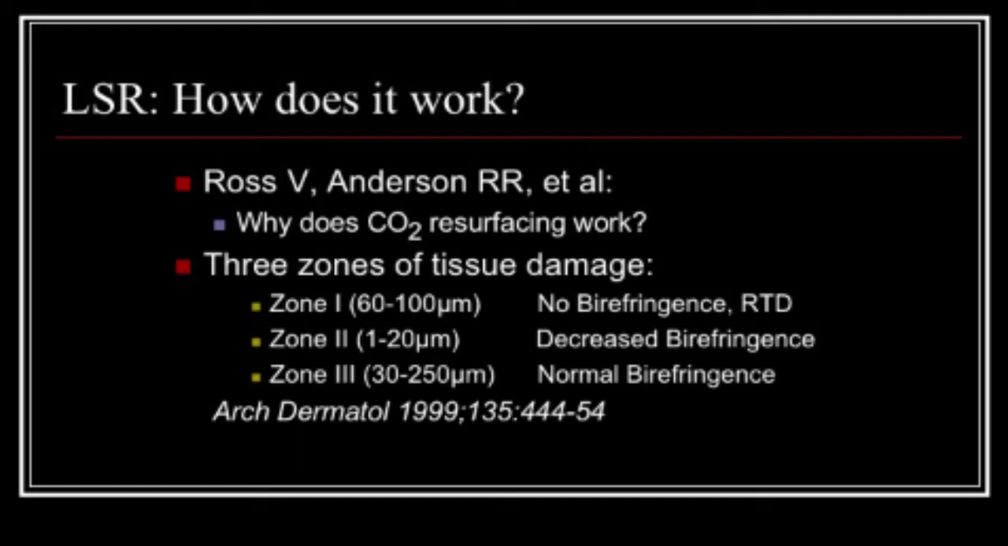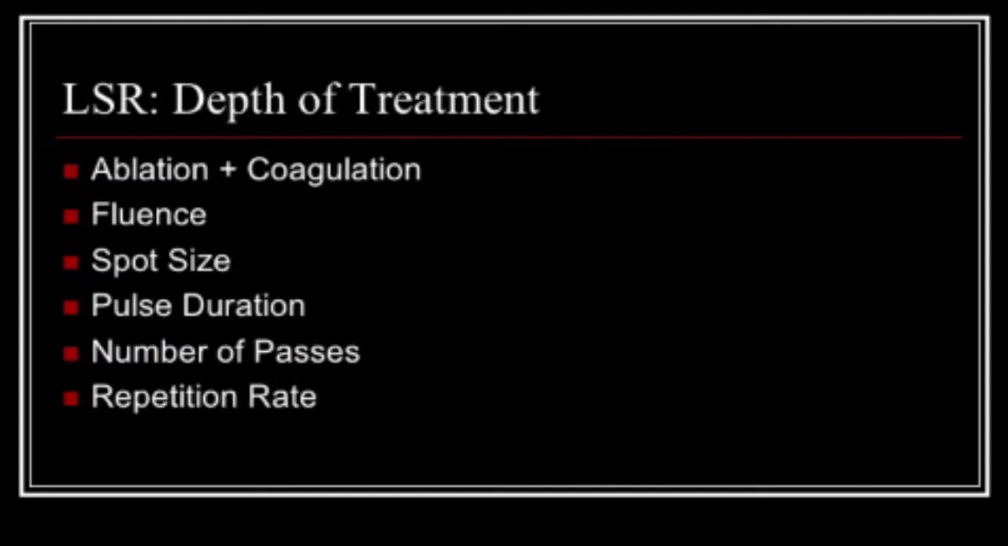Victor Ross and Rox Anderson published a wonderful paper several years ago, "Why does CO2 resurfacing work?" And what they found is that there are 3 zones that we leave behind. The first one is 60 to 100 microns. This is the residual thermal damage. Then 1 to 20 microns, and 30 to 250 microns.